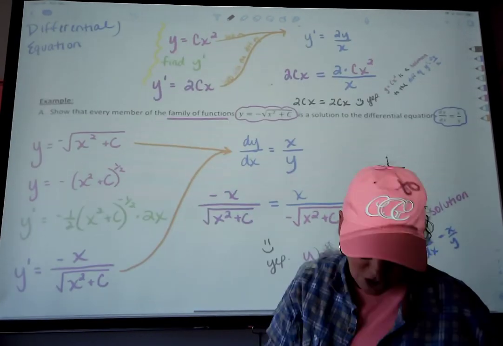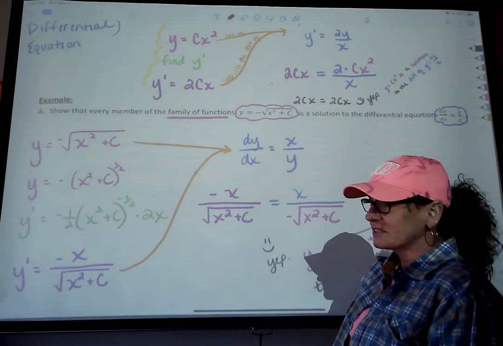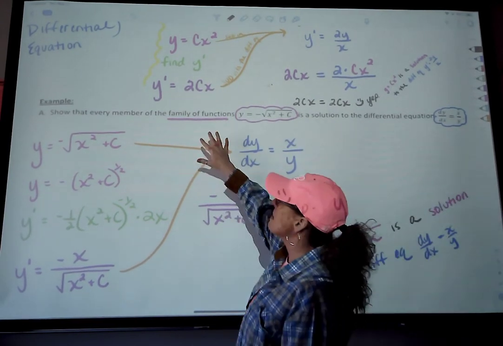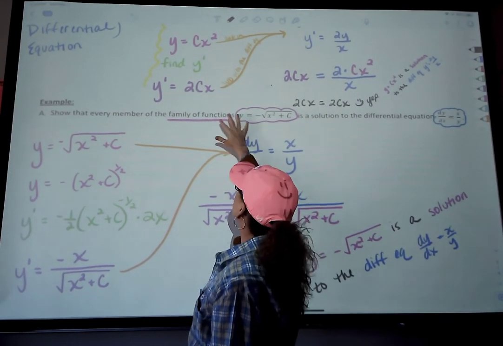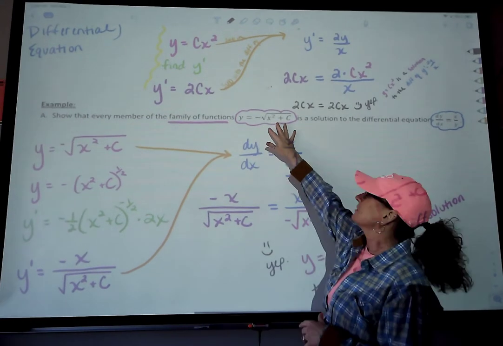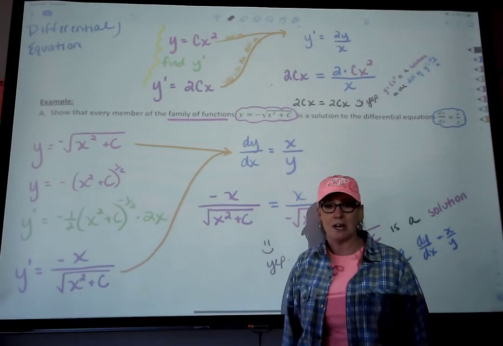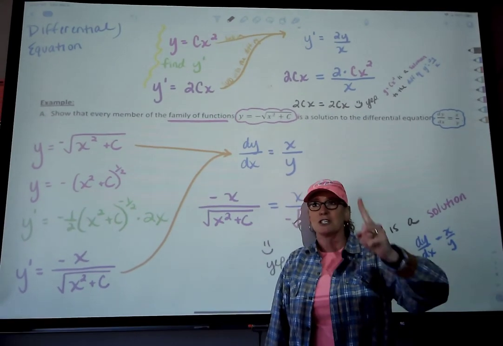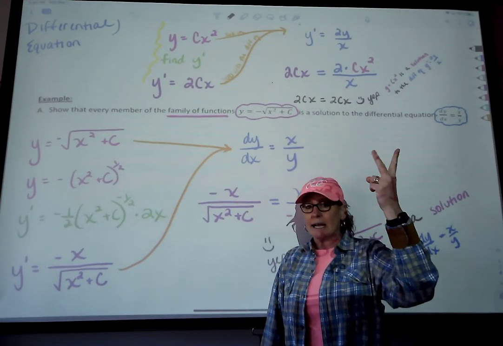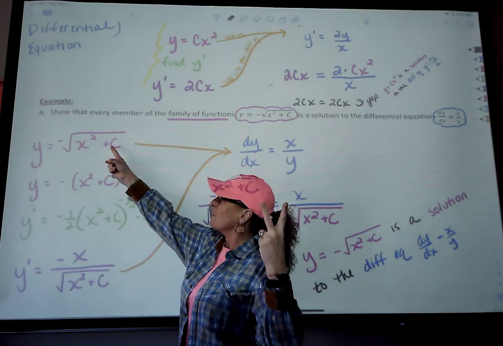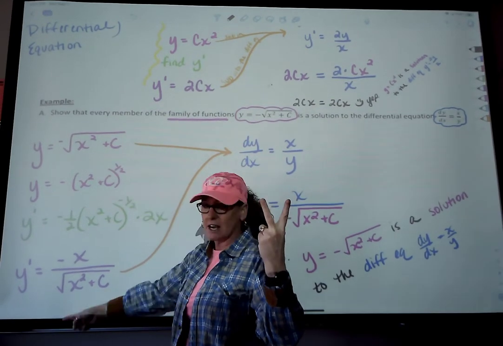Okay, so here's another one. Basically same thing. Show that every member of this family of functions, it's a family, it has a constant in it. Show that every member is a solution to this differential equation. We're going to do the same thing. Remember, a differential equation contains an original and its derivative. Here's what we think the original is. I'm going to find its derivative.